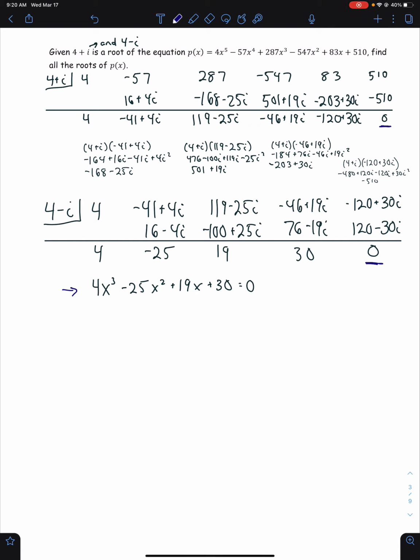So 4x to the third minus 25x squared plus 19x plus 30. That would be so nice if this was able to be factored by grouping. It's not. Can I use the commutative property? No, I can't. Can't do anything there to factor by grouping. So if I wanted to, which we're going to have to, find the roots of this factor here, what could I do?